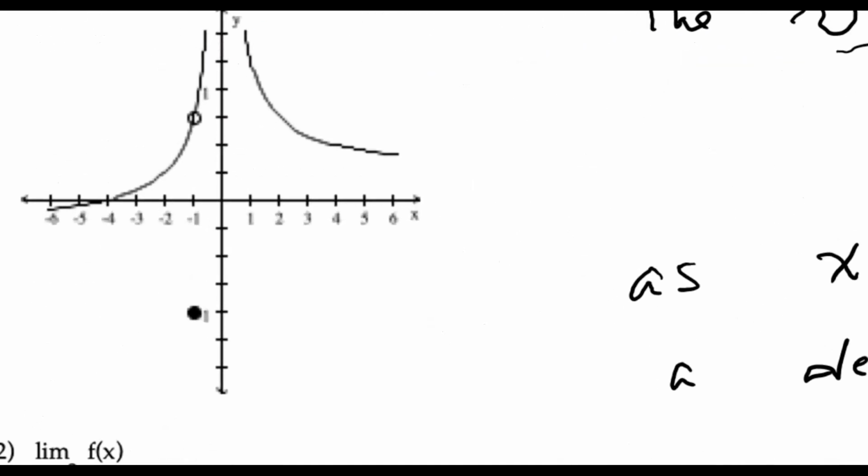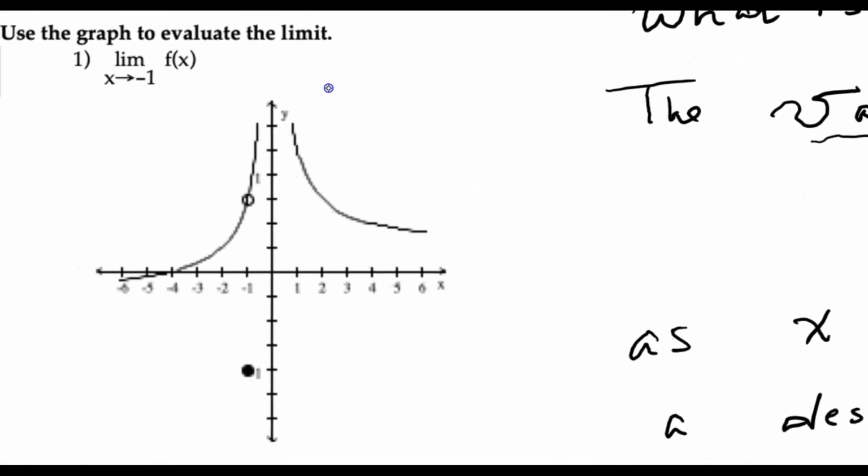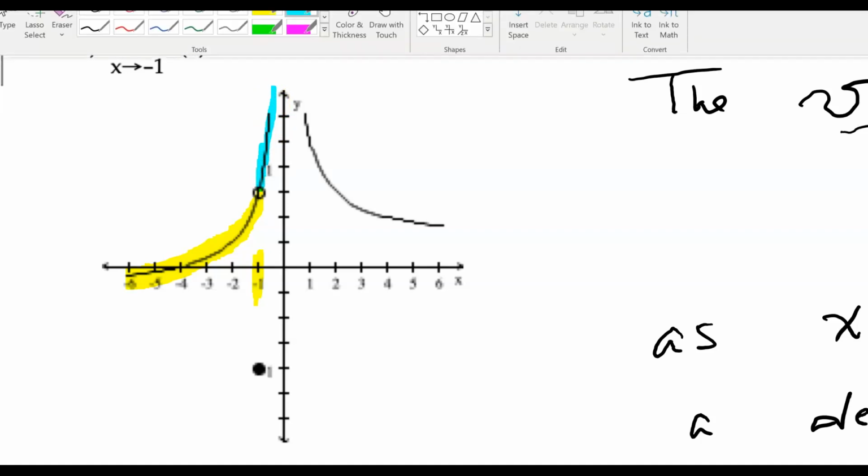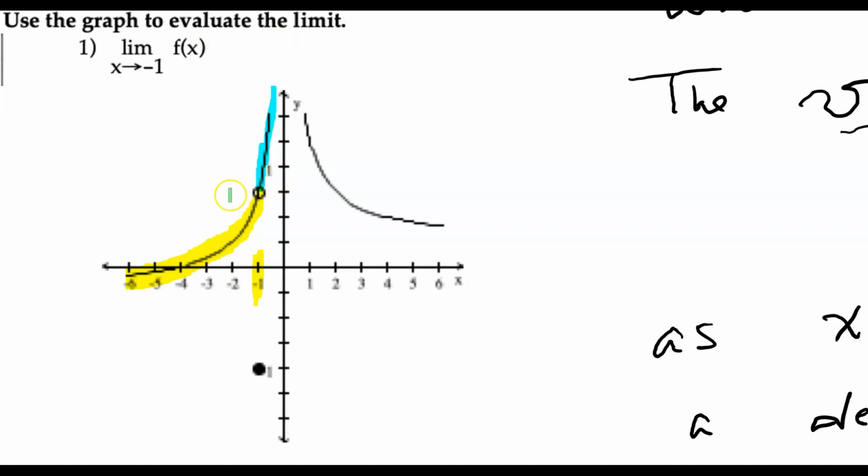All right, so here they tell us to use the graph to evaluate the limit as x approaches -1. So first thing I want to do is notate where -1 is on the graph. So -1 is right here. There's -1 for x. Now what we're going to do is trace, suppose, the left-hand side in this color, and we're going to stop right there, and then I'm going to pick another color, let's say this teal looking color, as I come in from this direction. Now my question is, what y value am I approaching?